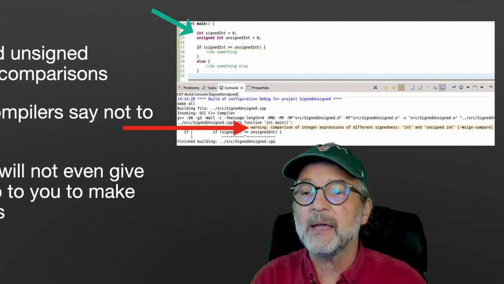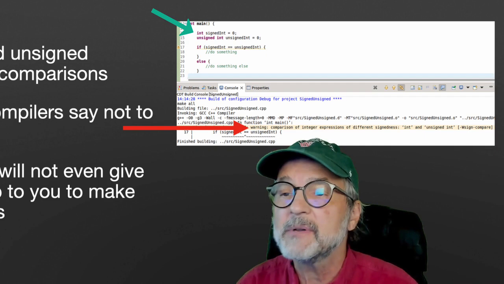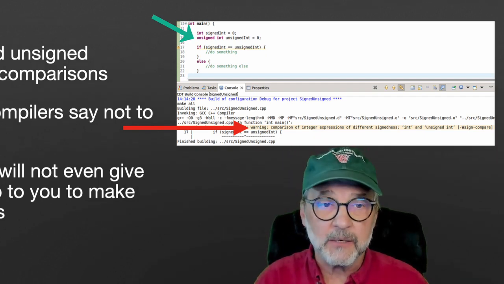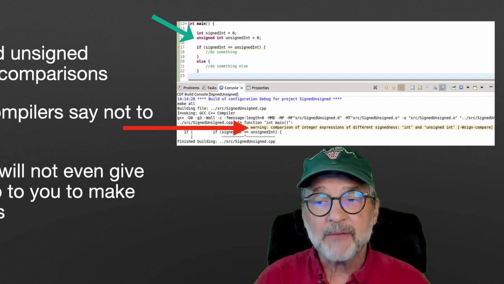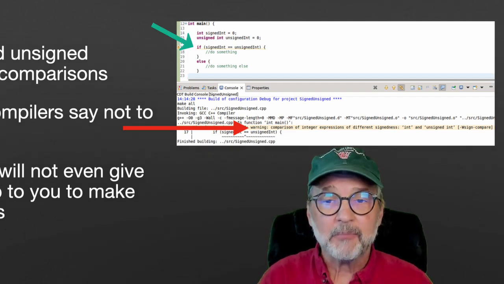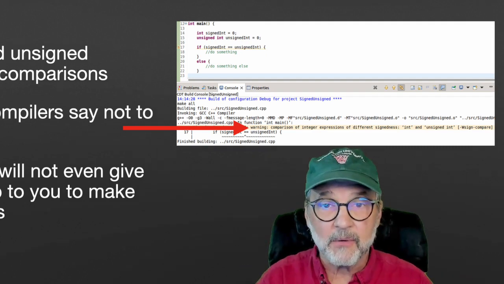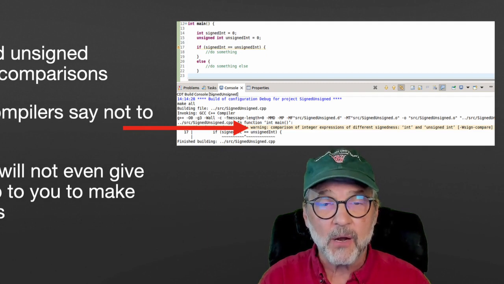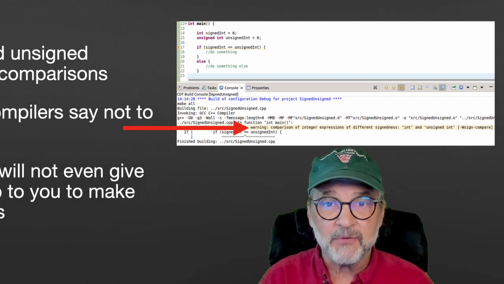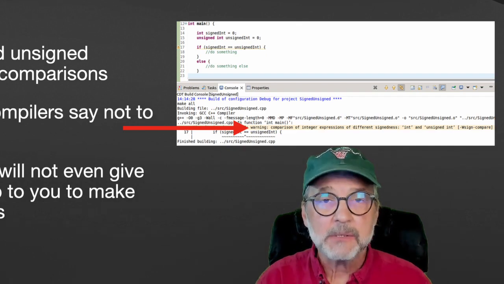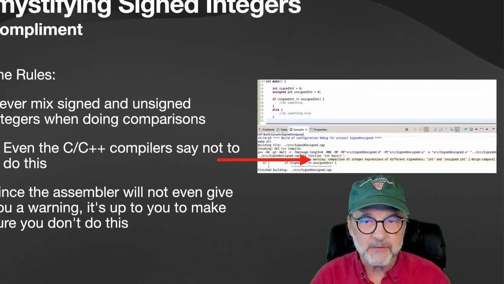It has a signed int, which is equal to 0, and then it has an unsigned int, which is equal to 0, and we have an if statement there. And the if statement is comparing the two. And the compiler even says, warning, you don't want to do this. It doesn't give you a compiler error. It will actually run, but it may give you results that are not what you think they are. So even C and C++ say not to do that.